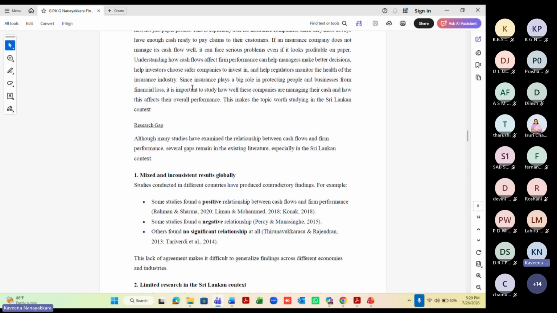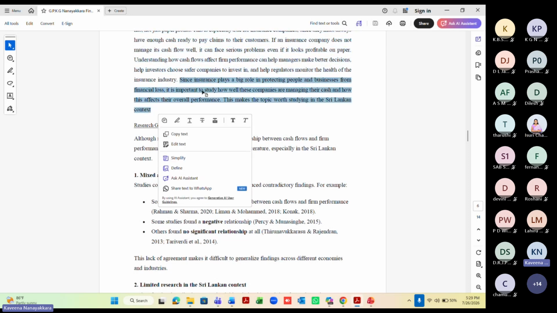Teacher, the thing I want to highlight is about insurance companies. Shall I highlight my point? This is what I want to indicate through my research. Since insurance plays a big role in protecting businesses from financial losses, it is important to study how well these companies manage their cash flows and how this affects their overall performance.